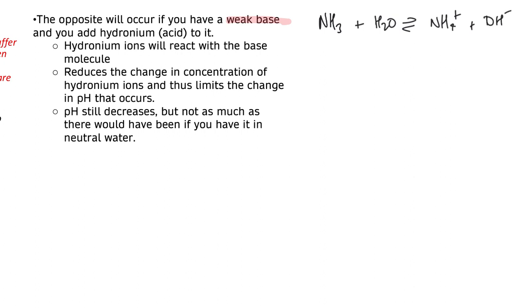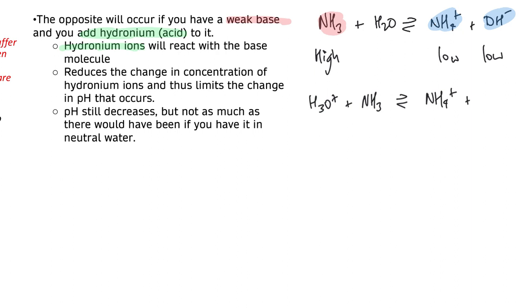Again, you're going to have a high concentration of weak base and a low concentration of ammonium ions and hydroxide ions. So when you add hydronium ions to it, or just any acid, the hydronium ions are going to react with the high concentration of NH3 compared to the low concentration of OH minus. If I were to add some H3O plus, it would rather react with the NH3, because they're much more common, to form NH4 plus and H2O, compared to crashing into a low concentration of OH minus to form some water.